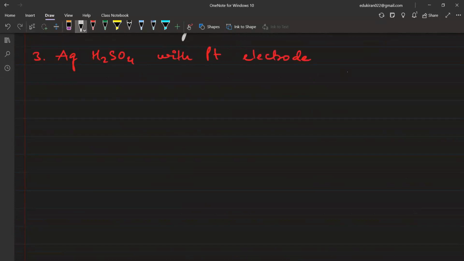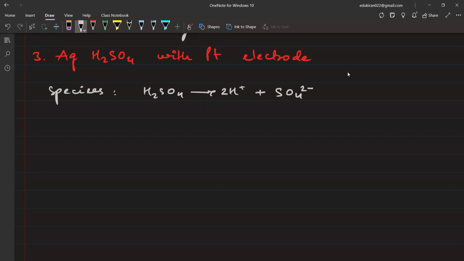With platinum electrode. ठीक है. Now, there are two reactions that can happen. Please write possible reactions. We have two species. Species कौन-कौन से हमारे पास? You have H2SO4, which will get converted to H plus and SO4 2 negative. Then we have water. ठीक है. तो water तो उतना आयनाइज नहीं होता है. But please write, first of all, possible reactions at cathode.